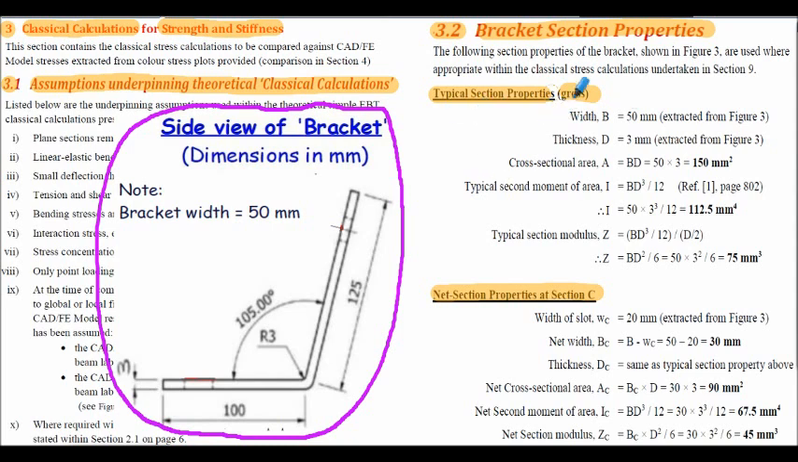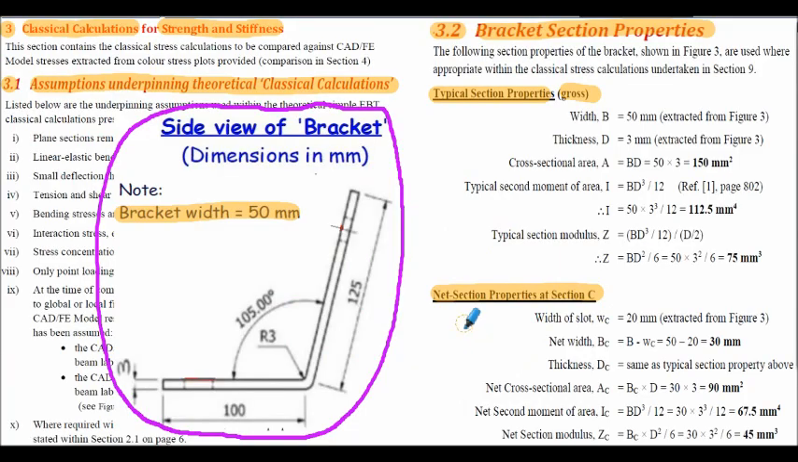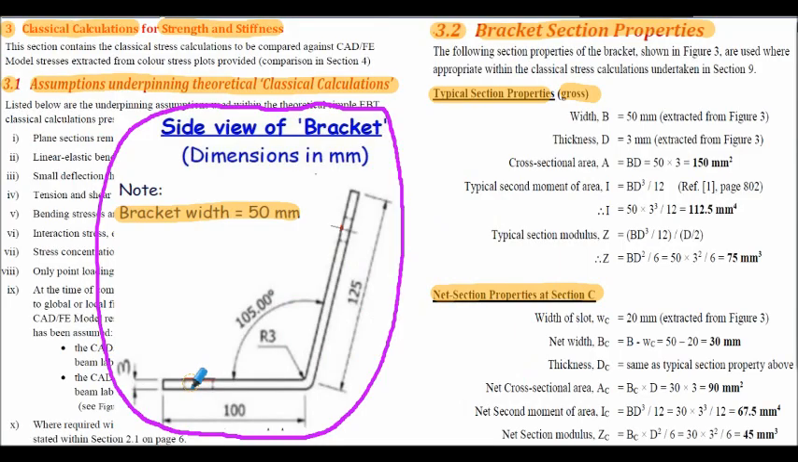So when I refer to the gross section properties, that relates to a section of the bracket having the full width of 50 millimeters. Think of that as being 50 millimeters out of the page, out of the slide. Gross section properties would be through section BB, shown here. And what is termed the net section properties, the net section, is through section CC, shown here, where material is lost due to the hole cut into the bracket. It's actually a section that's 50 millimeters width, but has the 20 millimeter square hole removed.